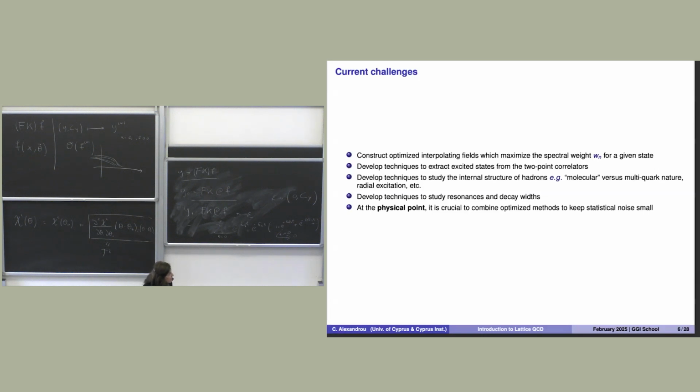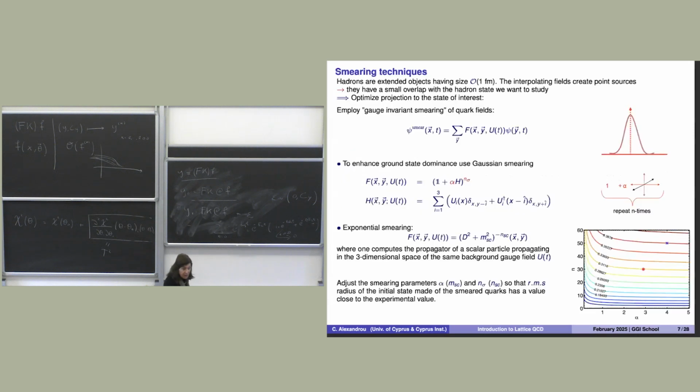And at the physical point, and what I mean by physical point, I mean where all the quarks have their physical values, you need to keep the statistical noise small because the noise increases, okay? So that's the current challenges that we have to address in spectroscopy. Okay, so the first thing is to optimize the interpolating fields, and we have developed techniques to do that.